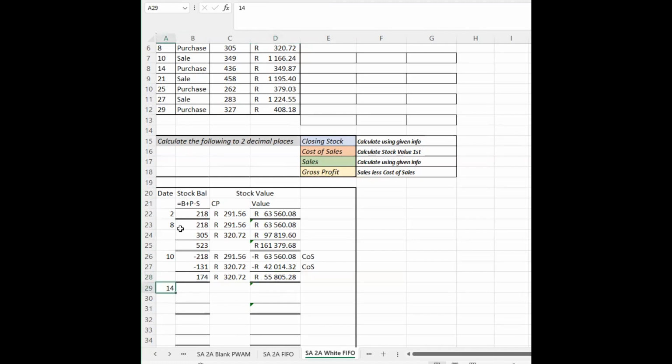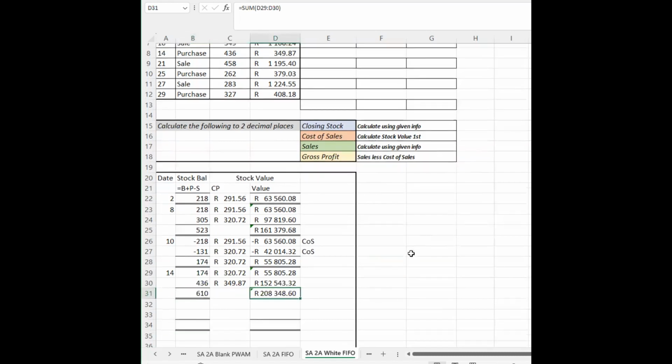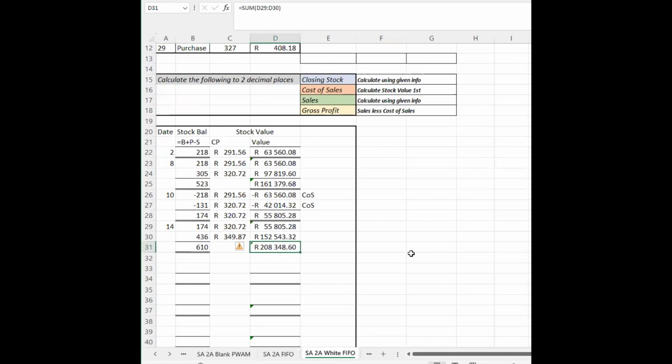Comes the 14th and we make purchases. Okay, so we have the 174 at 320. That's valued at 55,805, but we are buying an additional 436 at almost 350 Rand for a total value of 152,000. And to calculate our total stock and our total stock value, we add those together.